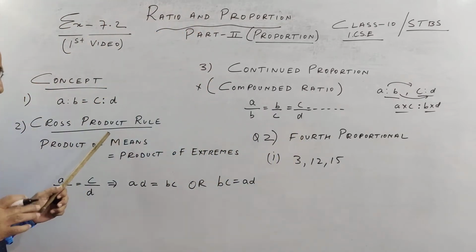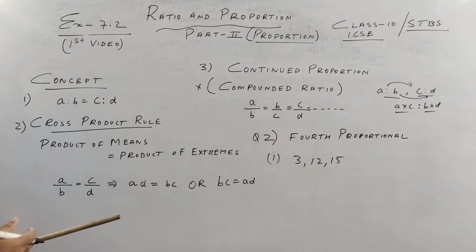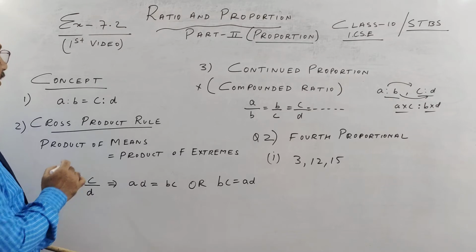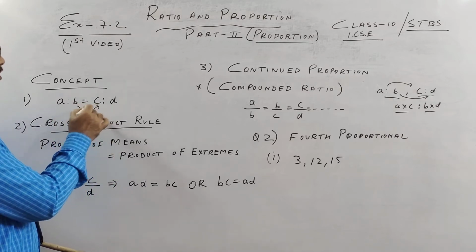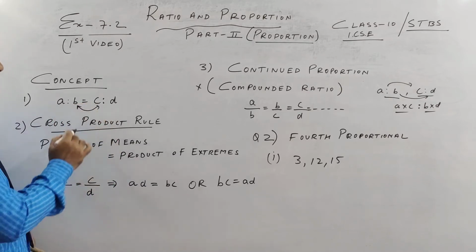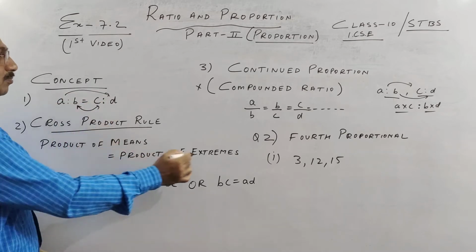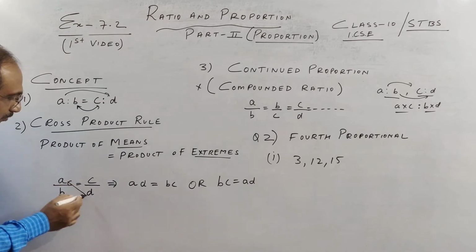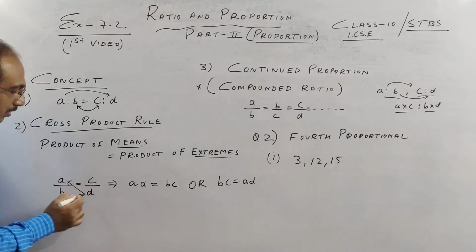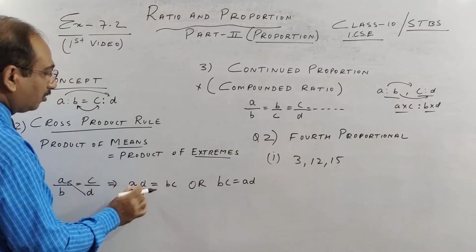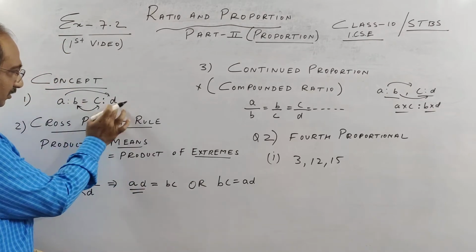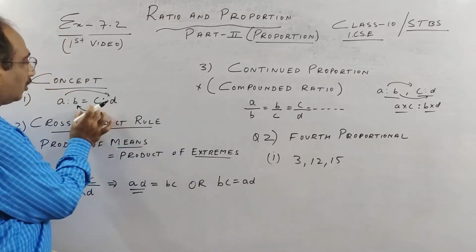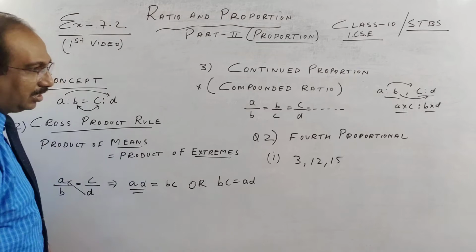Now the next very important thing, which you have done earlier also, the cross product rule. What is it? When two ratios are equal, it's proportion, then the product of the means, these two are called means, is equal to the product of extremes. So see, first A comes here, D comes here, and B goes there. So AD is BC. This is the product of extremes and this is the product of means. Product of means is equal to product of extremes.